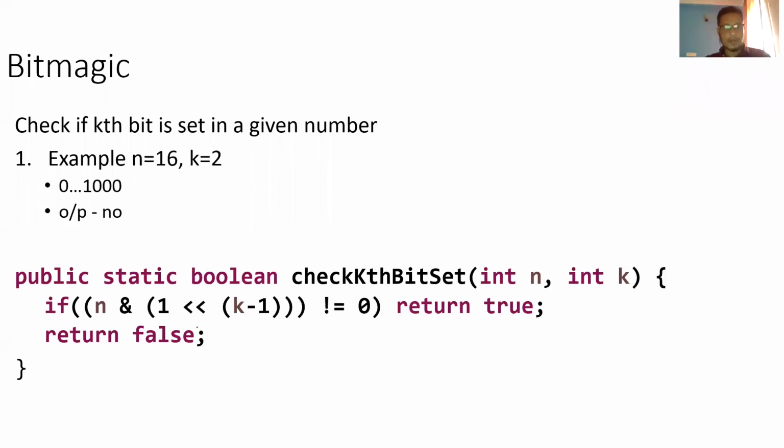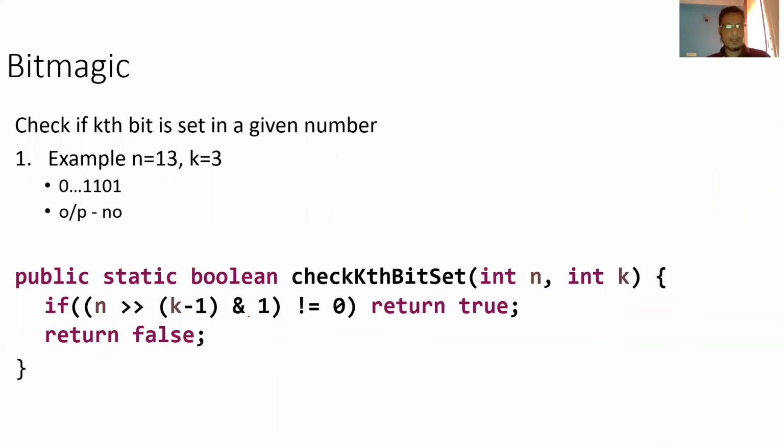So how will you do it? What you do is AND with 1, after shifting by k minus 1. Whatever I just explained is this operation. I'm trying to bring the k minus 1th bit to the last position, ANDing with 1, and then right shifting this. So this is what I'm doing.